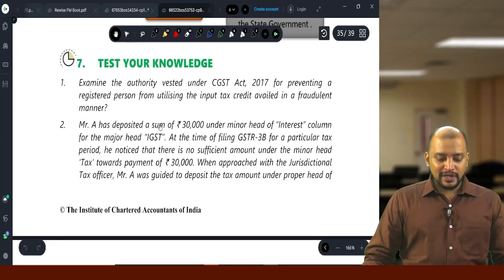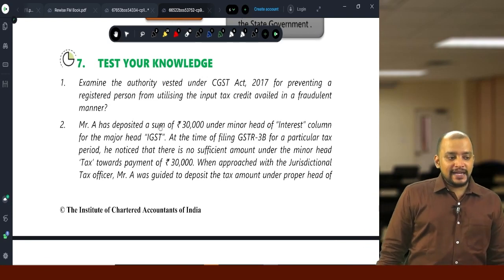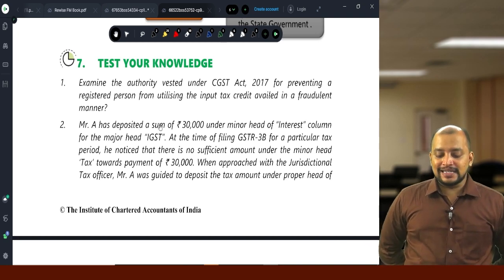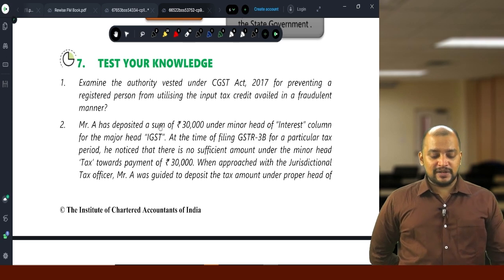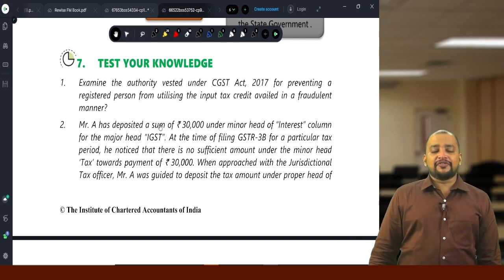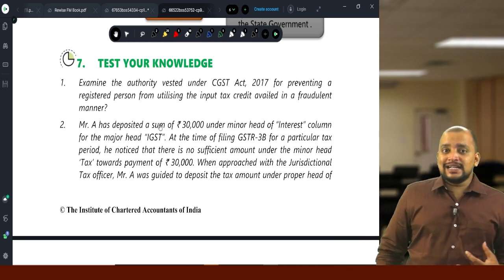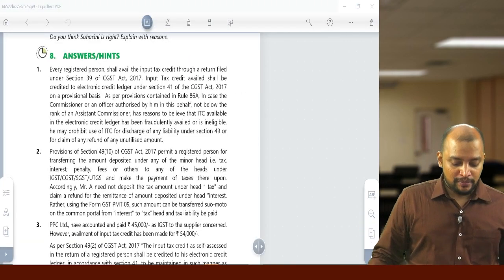Okay, in this you can see the first question: examine the authority vested under CGST Act 2017 for preventing a registered person from utilizing the input tax credit availed in a fraudulent manner. So there is one rule, Rule 86A. Rule 86A we need to talk about.